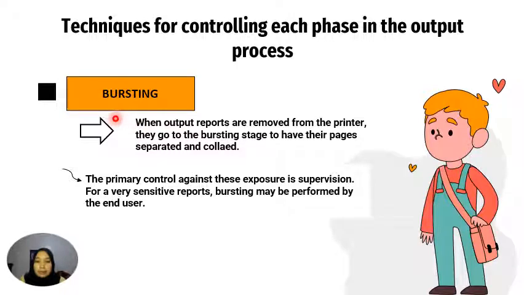The third one is the bursting. When output reports are removed from the printer, they go to the bursting stage to have their pages separated and collated. So the concern here is that the bursting clerk may make an unauthorized copy of the report, remove a page from the report, or read sensitive information. So the primary control against this exposure is supervision. For a very sensitive report, the bursting may be performed by the end user.